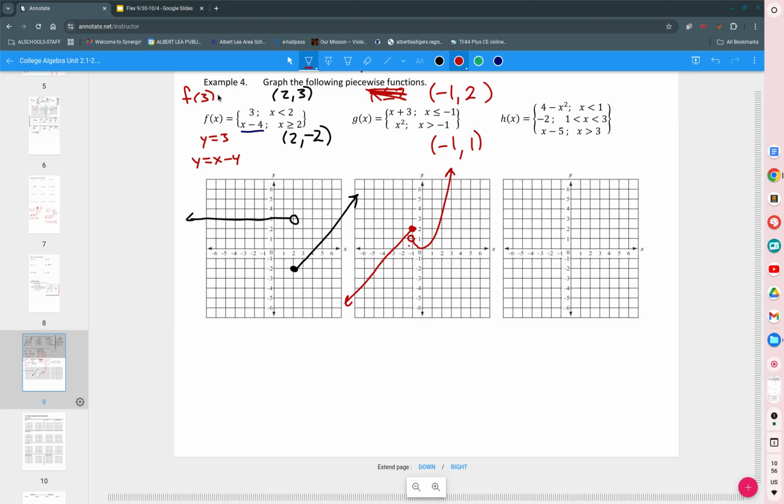As we finish this off, take the last one and see if you can lightly sketch those 3 graphs. You got 3 of them. Lightly sketch those 3 graphs.